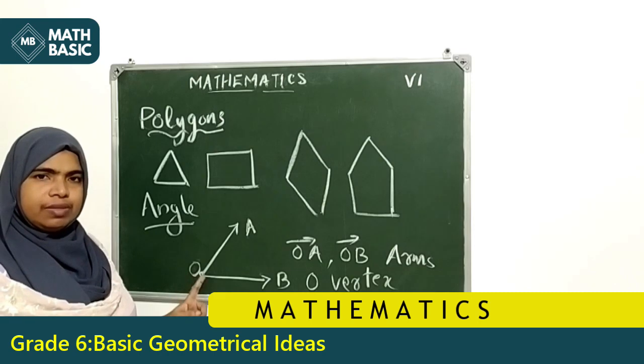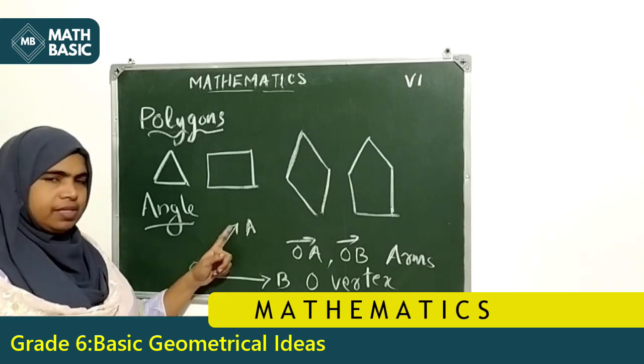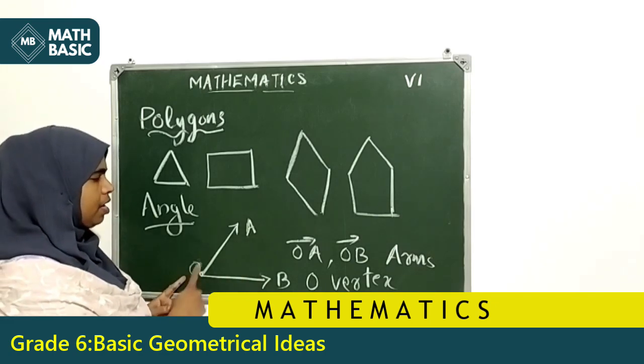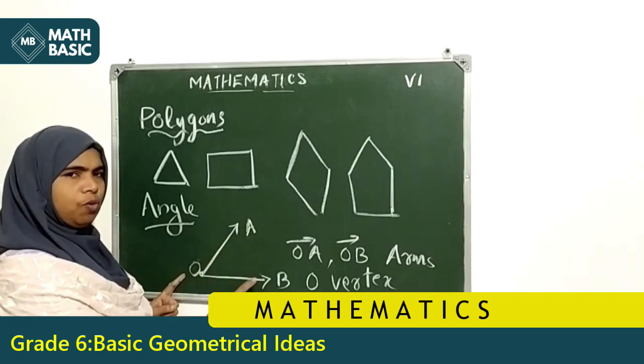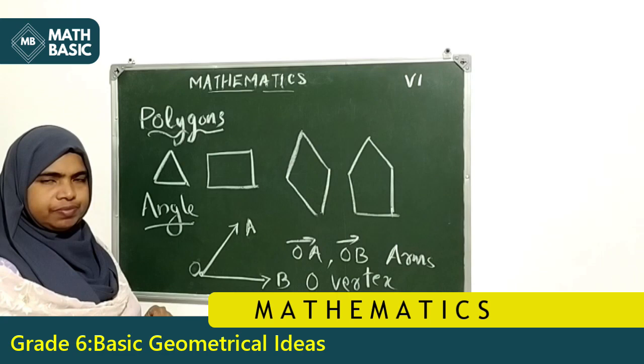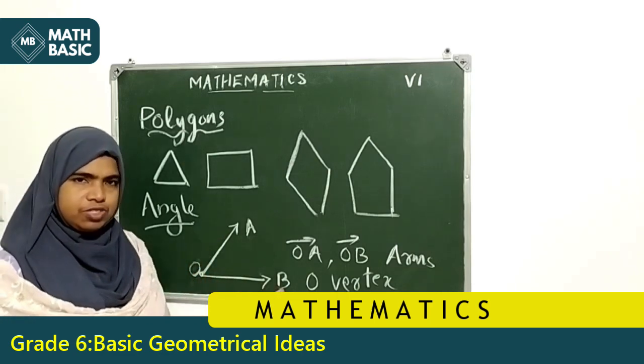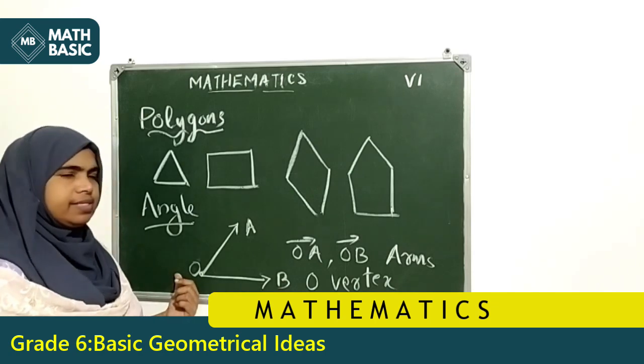See, this angle is made up of two rays, that is ray OA and OB. Here OA and OB are arms. O is the vertex.